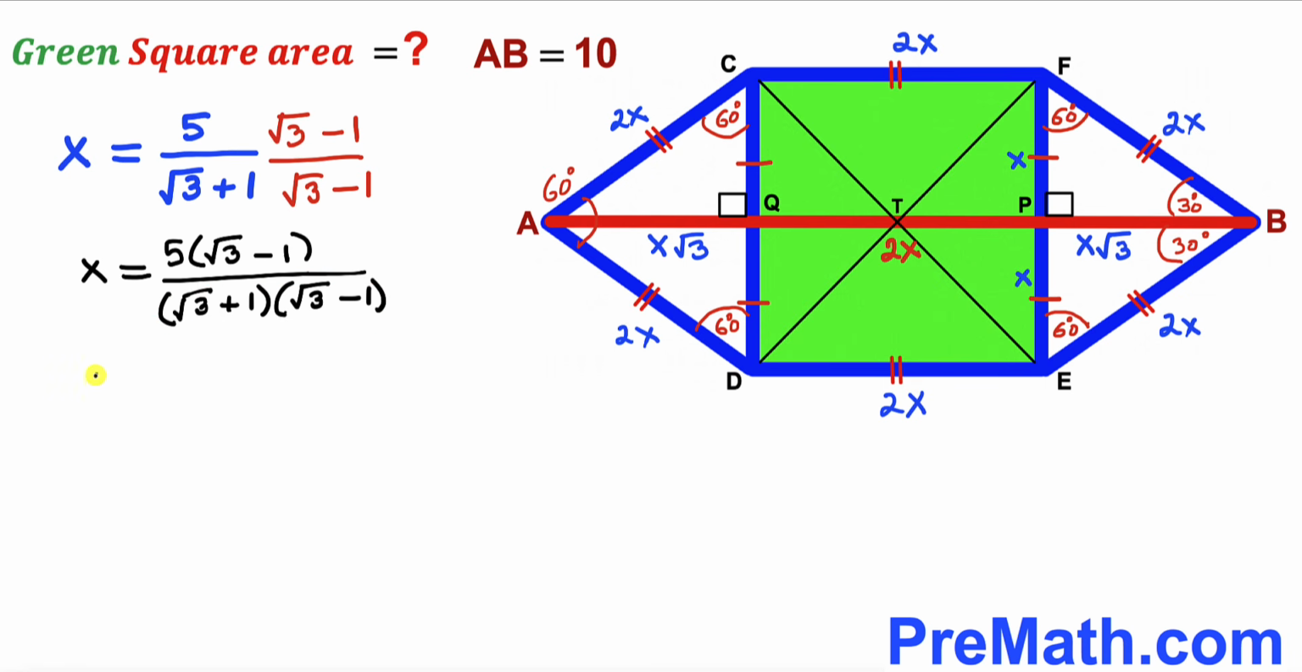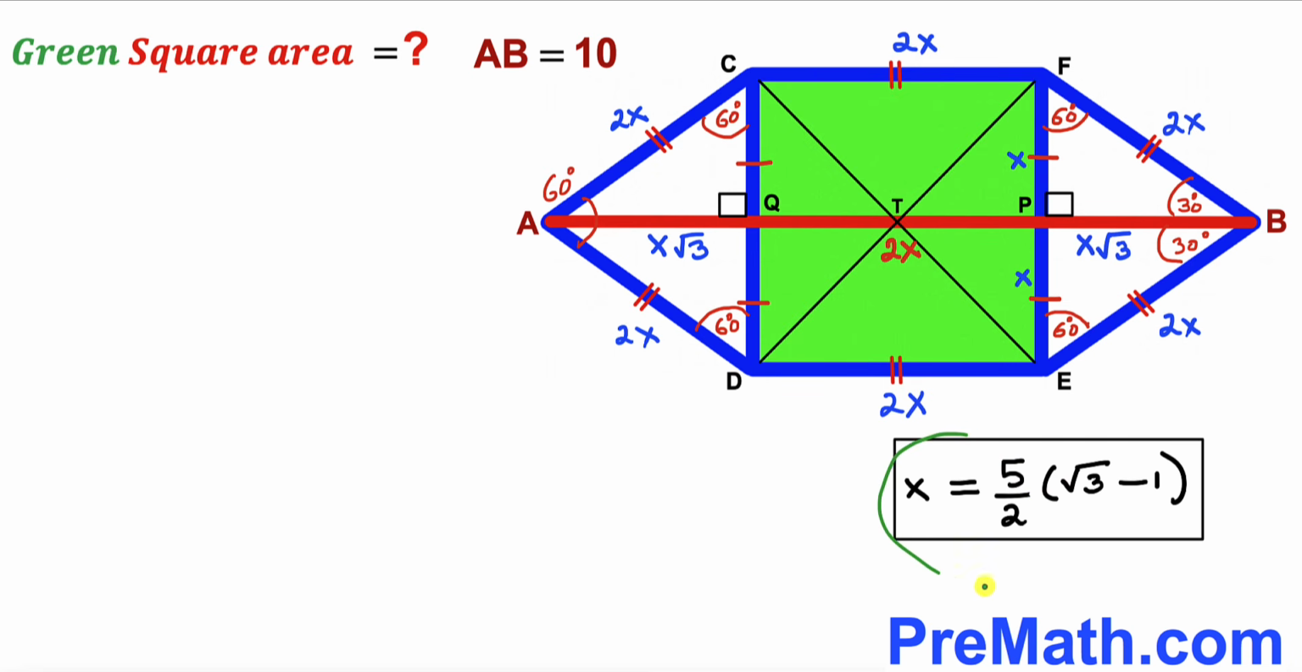So therefore our x value is going to become simply 5 divided by 2 times the square root of 3 minus 1. So thus our x value turns out to be 5 divided by 2 times the square root of 3 minus 1. And now we are going to calculate the area of this green shaded square CDEF.